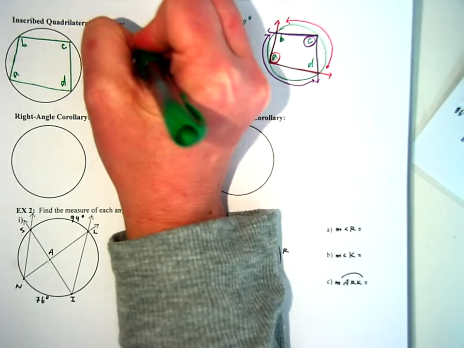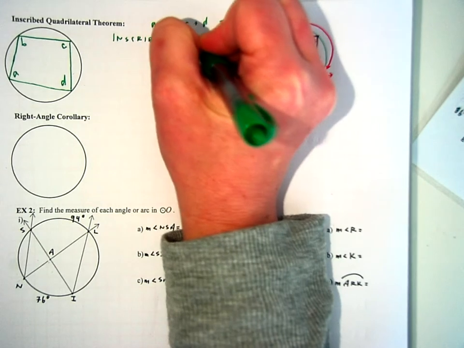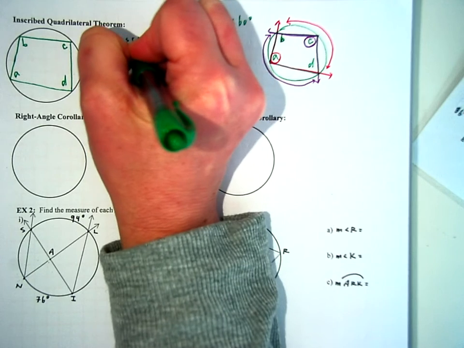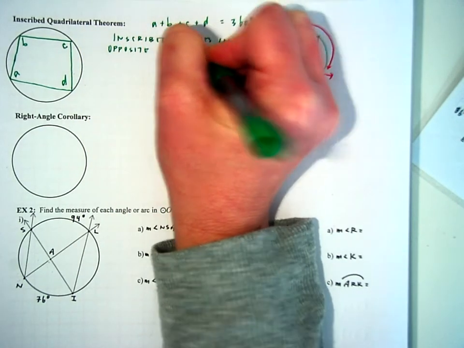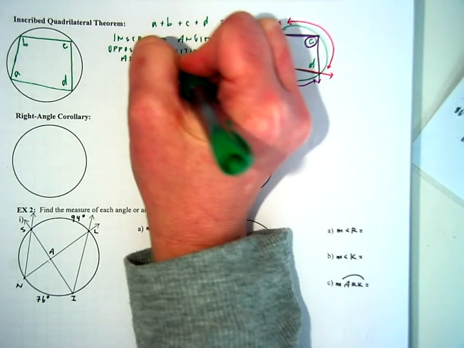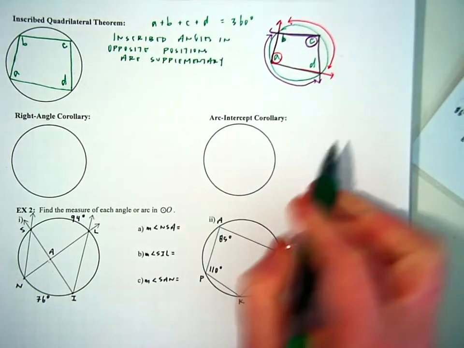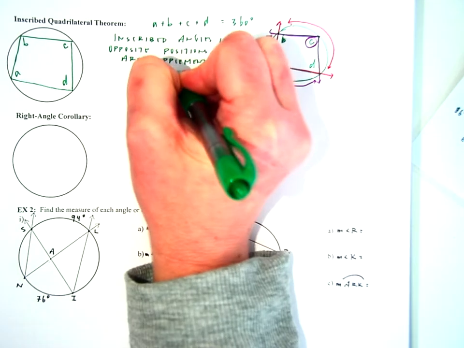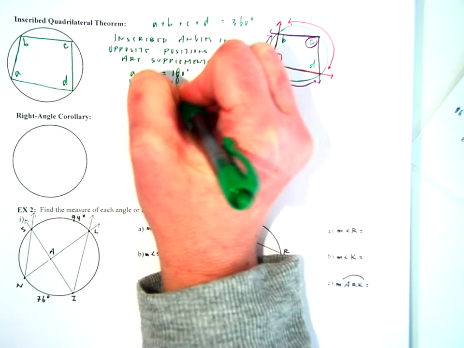So inscribed angles in opposite positions are supplementary. They have to add up to 180, right? Half of the 360 total. So I know that then A plus C would have to add up to 180, and B plus D would do the exact same thing.